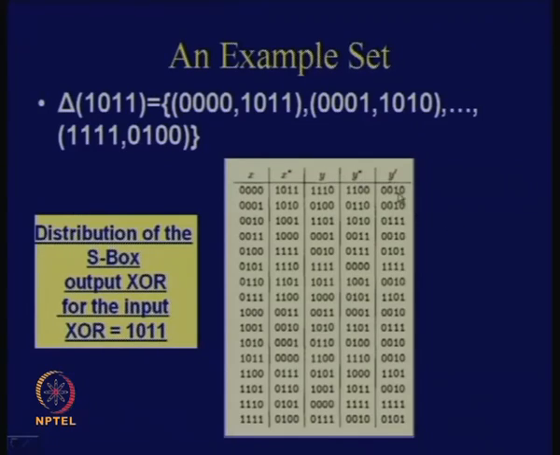Now in a uniform distribution, you would have expected that all the values would occur once, right? But unfortunately it does not occur. You will find that there are some values which are completely absent here, and there are some values which are repeated. So if you fix the input differential to this, then there are some output differentials which are more expected, and some which are not expected, which are impossible, which cannot occur, okay?